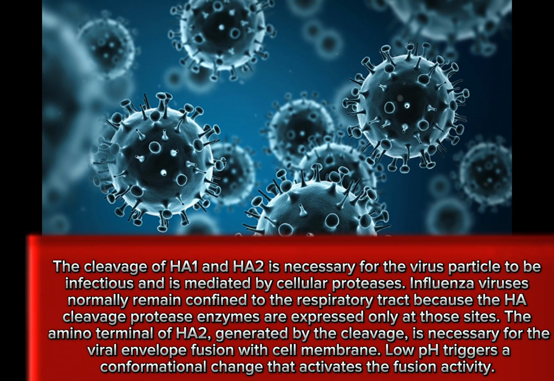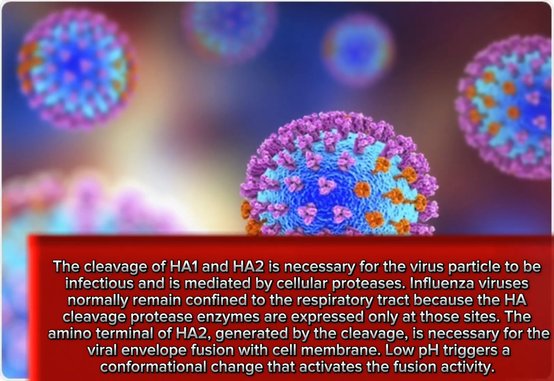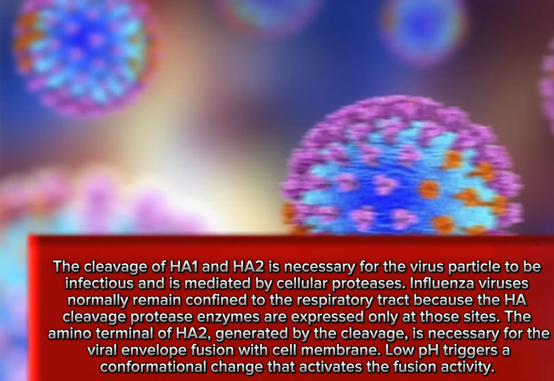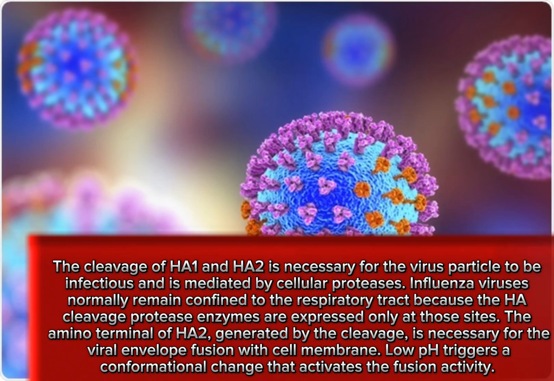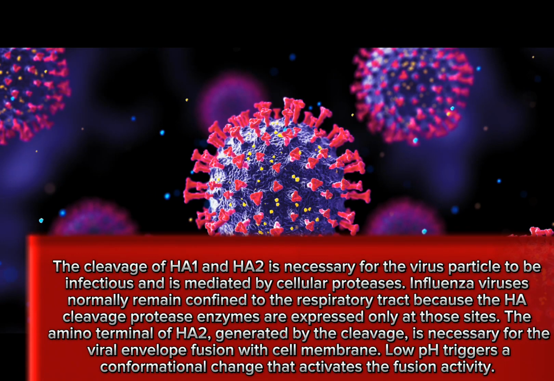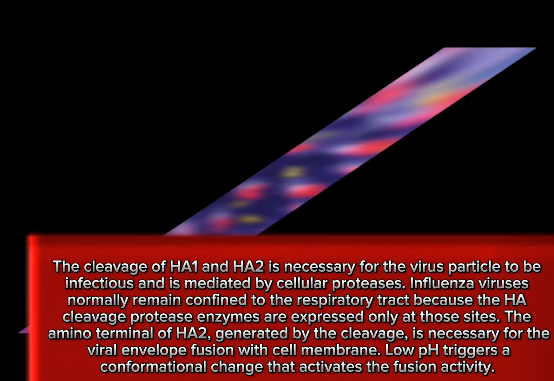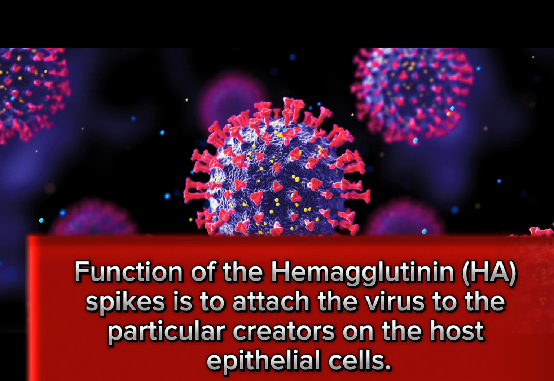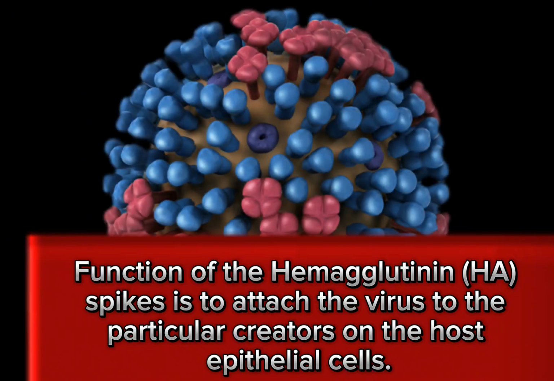The cleavage of HA1 and HA2 is necessary for the virus particle to be infectious and is mediated by cellular proteases. Influenza viruses normally remain confined to the respiratory tract because the H cleavage protease enzymes are expressed only at those sites. The amino terminal of H2, generated by the cleavage, is necessary for the viral envelope fusion with the cell membrane. Low pH triggers a conformational change that activates the fusion activity. The function of the hemagglutinin spikes is to attach the virus to particular receptors on the host epithelial cells.